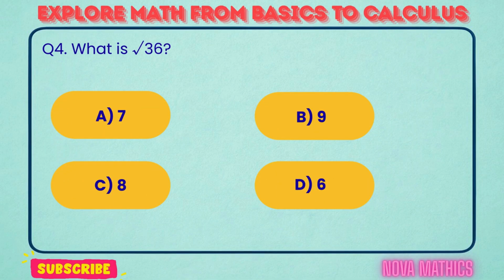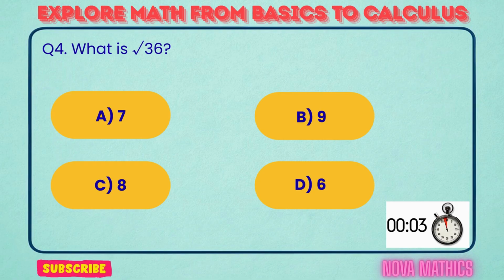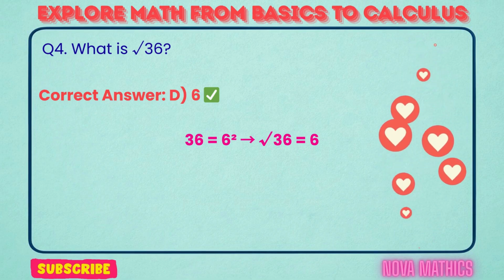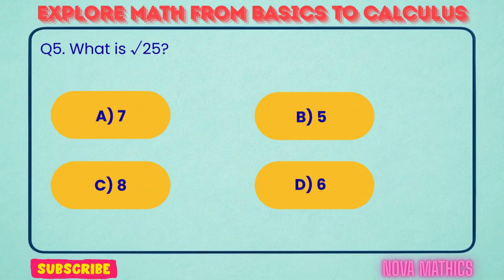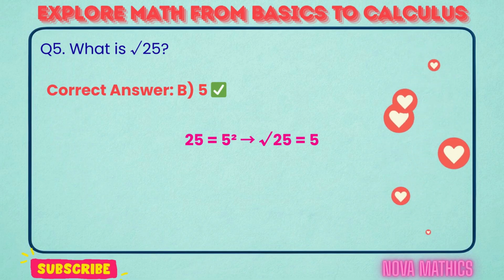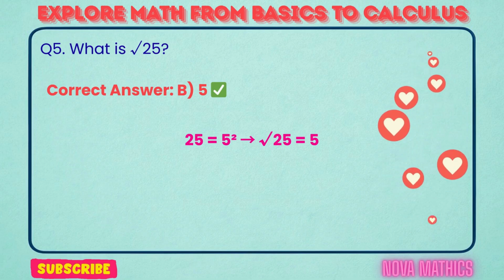4. What is the square root of 36? Correct answer is 6. 6 squared is 36, so the root is 6. 5. What is the square root of 25? Correct answer is 5. 5 squared is 25, so the root is 5.